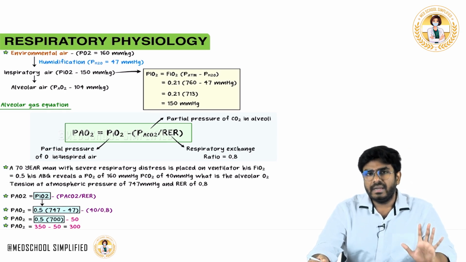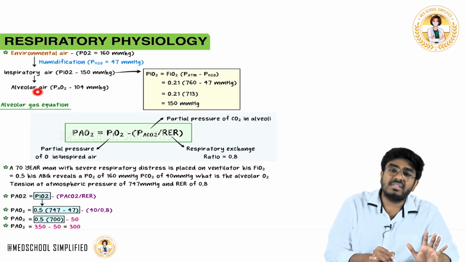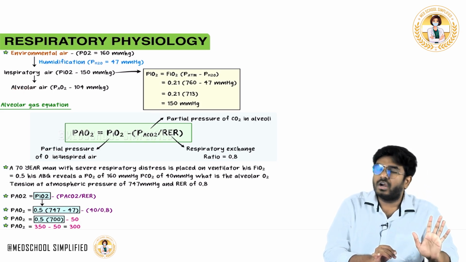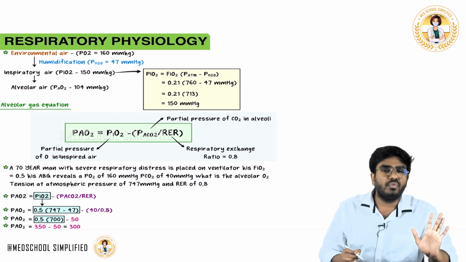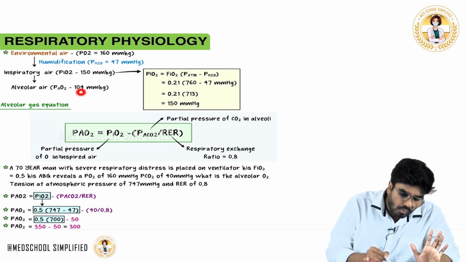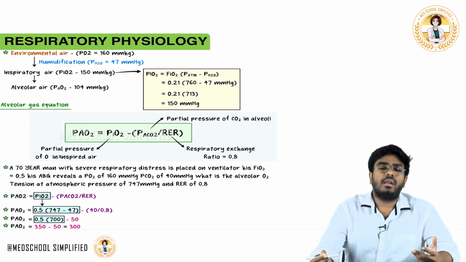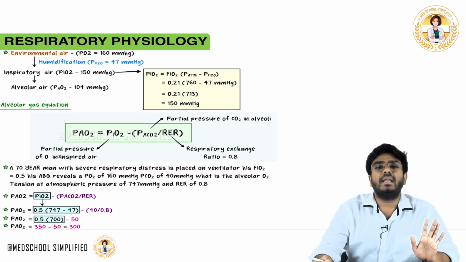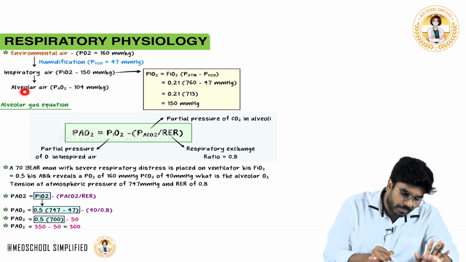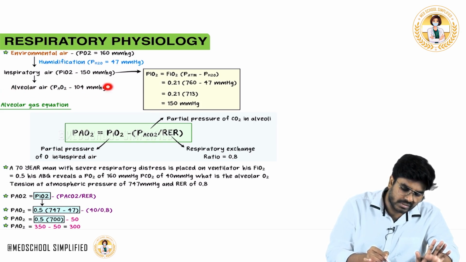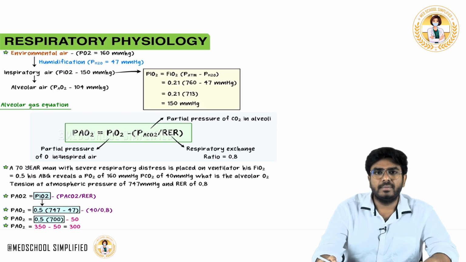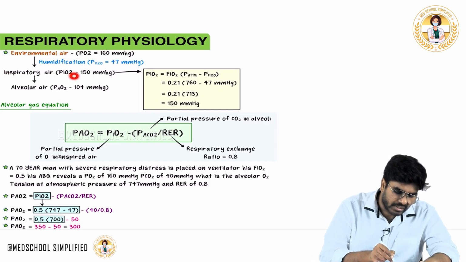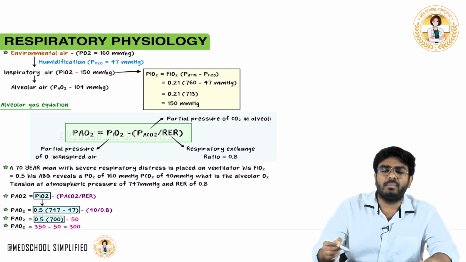So at the end the partial pressure of oxygen in the alveolus is not 150 mmHg, it will be 104 mmHg, or as a round figure you can take it as 100 mmHg. So the partial pressure of oxygen in the alveolar air is 104 mmHg. Now how to calculate it? We know the partial pressure of oxygen in the inspiratory air is 150 mmHg.